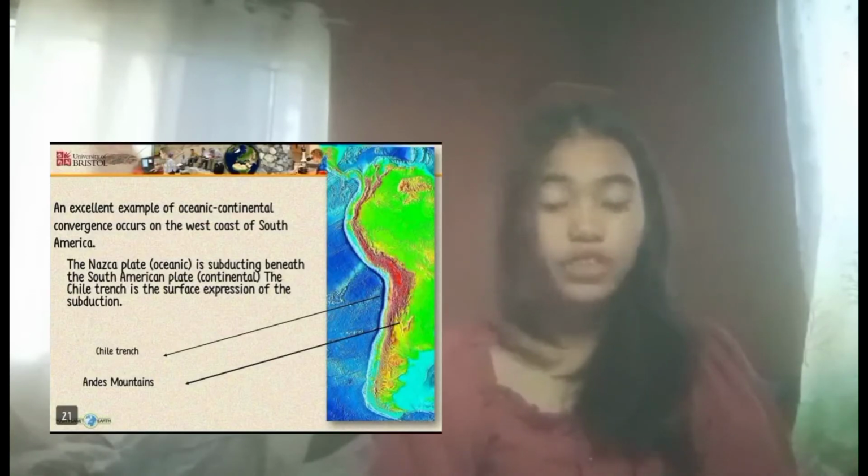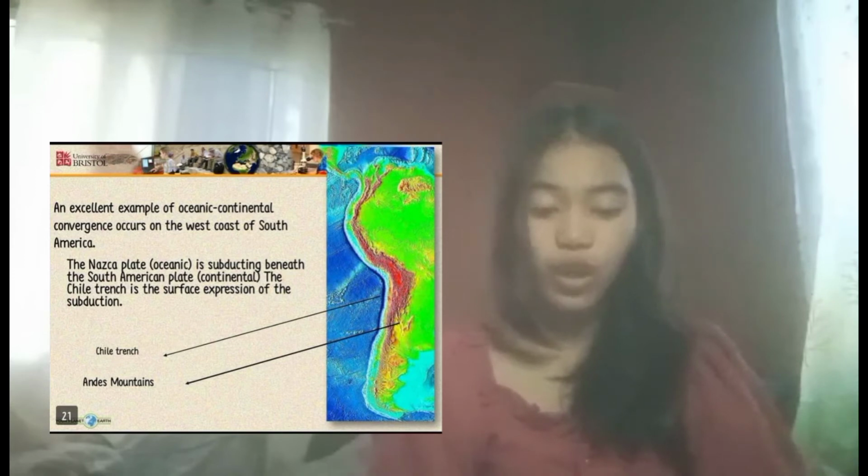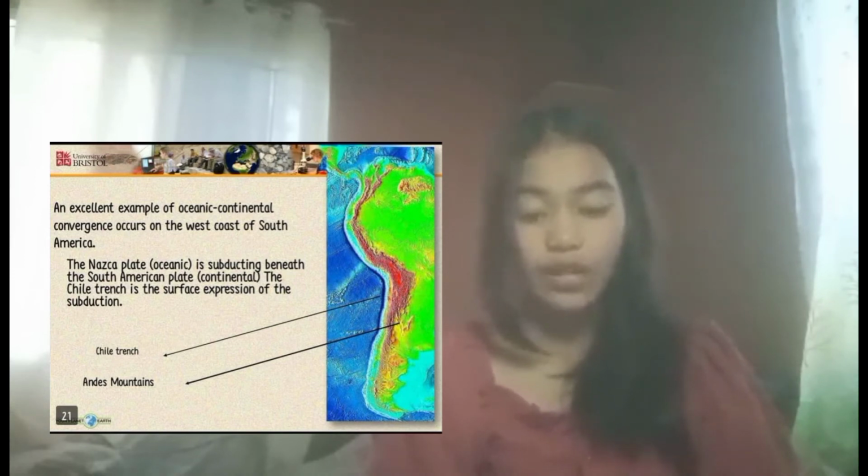An excellent example of oceanic-continental convergence occurs on the west coast of South America.